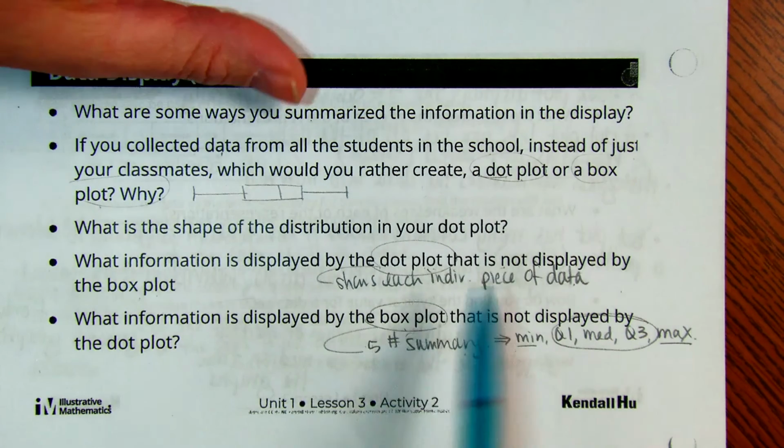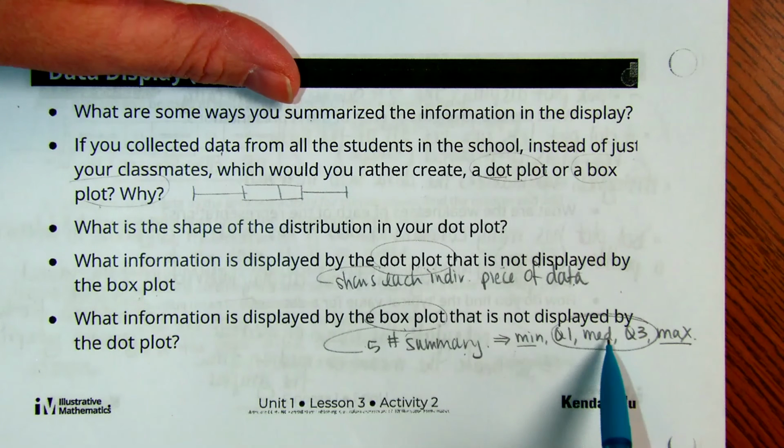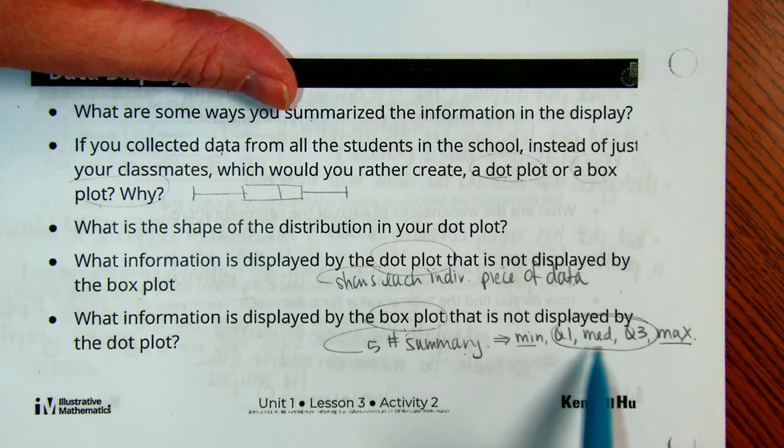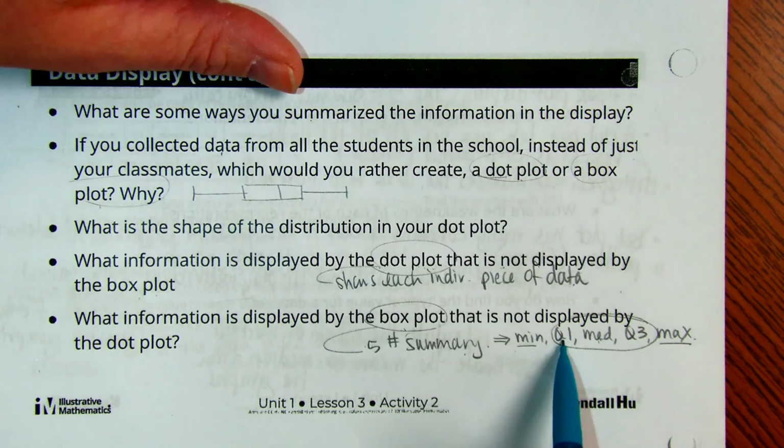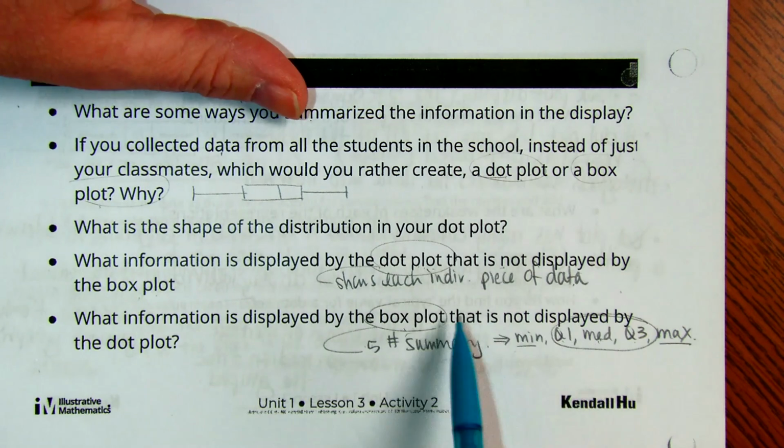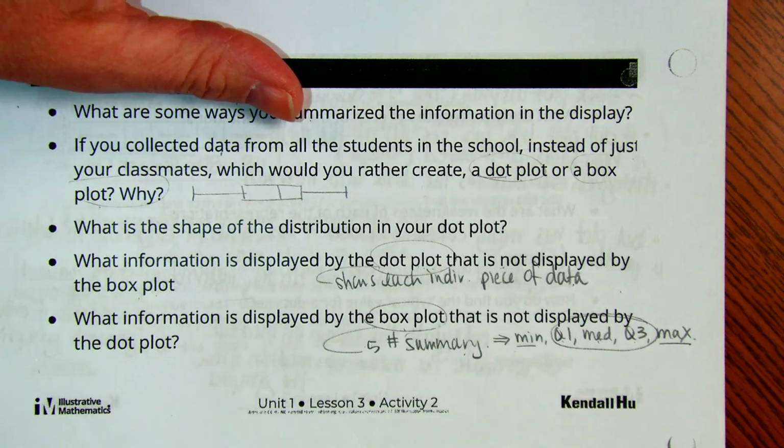But what you don't see are these 3 pieces of information very clearly. Could you find it in a dot plot? Yes, because you could go through the work and find the median and find quartile 1 and quartile 3, but in a box plot, it is already clearly graphically shown.